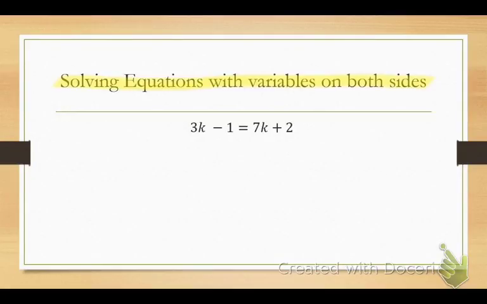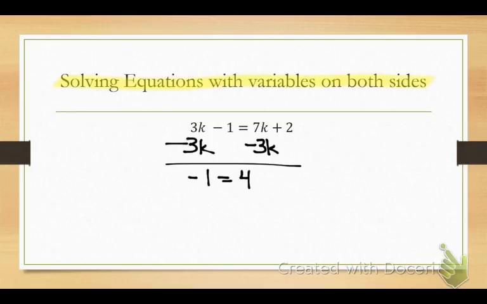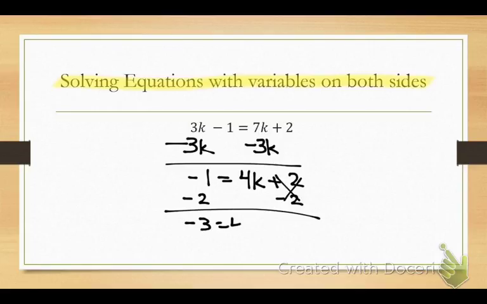So I saw people doing it both ways, okay? I wanted to subtract 3K. Why do you think I subtracted 3K instead of subtracting 7K? Yeah, it's a smaller value, so it's not going to be negative. All right, so now I'm going to subtract 2 over to the left side because I'm trying to get K by itself. Negative 3 equals 4K. Divide by 4. K equals negative 3 over 4.